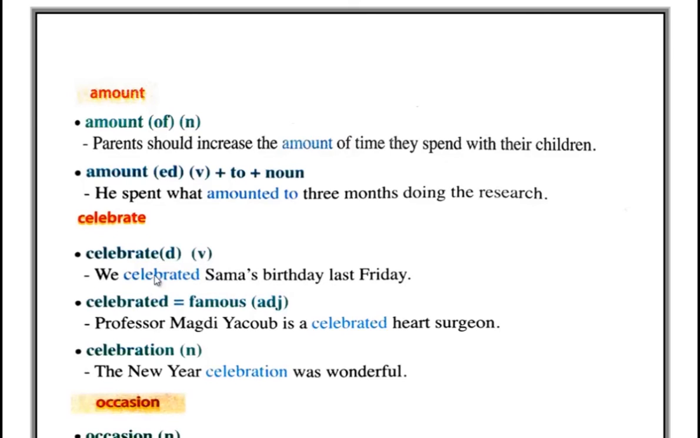When we use celebrated in this way, as an adjective, I mean famous. Professor Magdi Yaqub is a celebrated heart surgeon. A celebrated heart surgeon, I mean a famous heart surgeon. The noun of celebrate is celebration. The New Year celebration festival was wonderful.